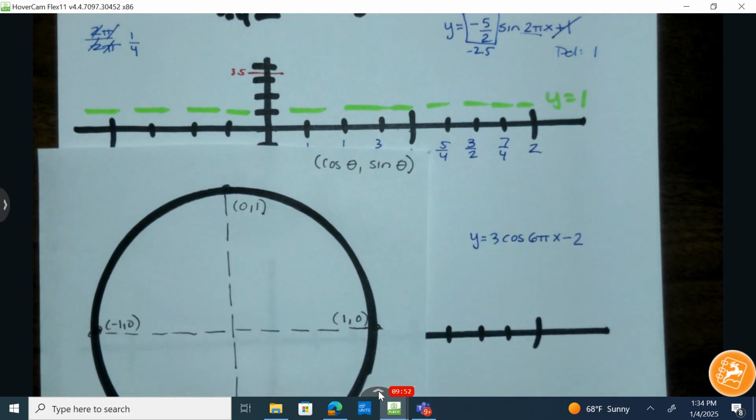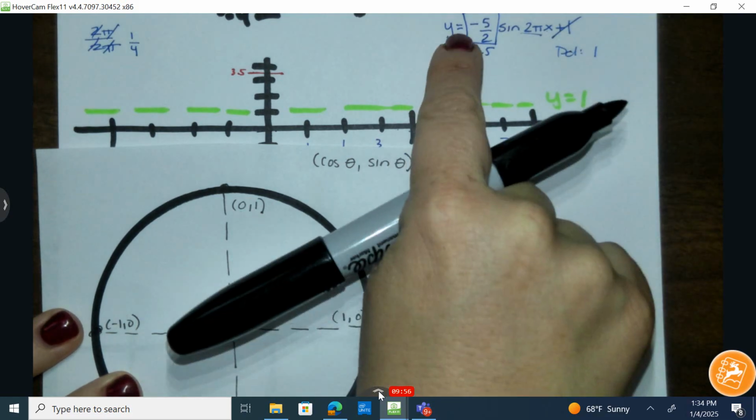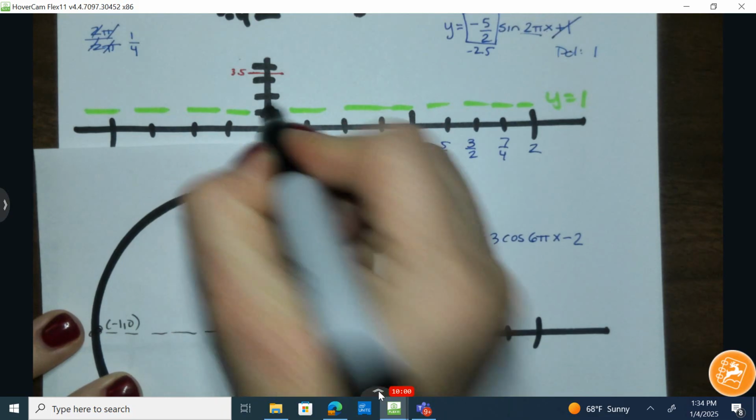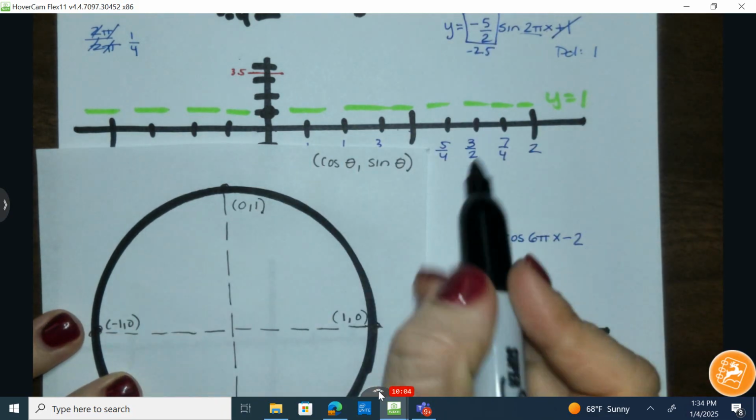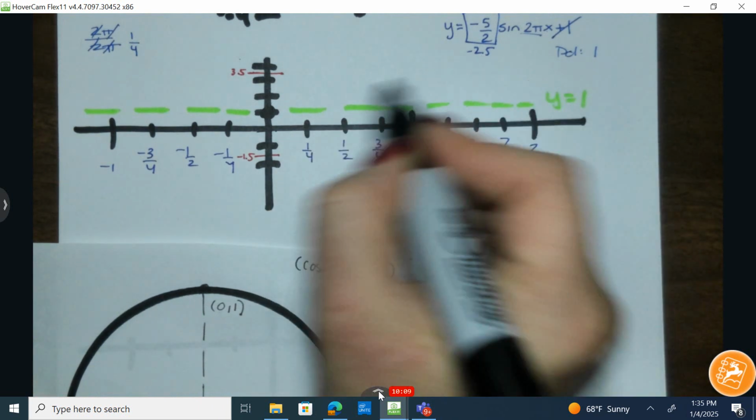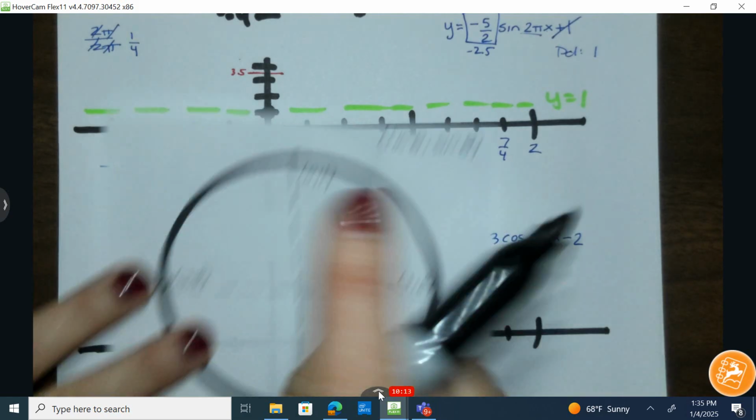Here we go. We are working with the sine function. So sine is our second number. 0 times negative 5/2 is 0. This is my origin. There's 0. 1 times negative 5/2 is negative 5/2. So from here, I'm going to go down 5/2, which is equivalent to 2.5. Down 2.5. 1, 2, 2.5.